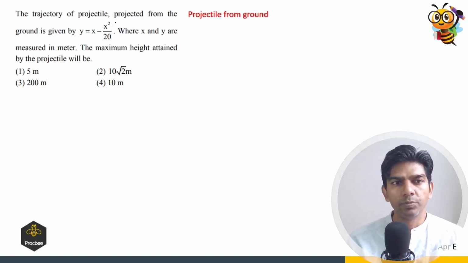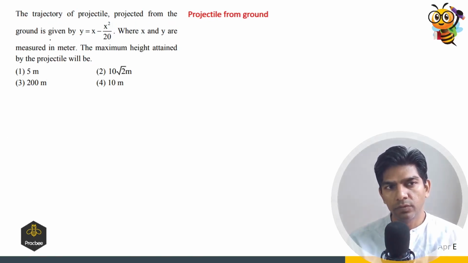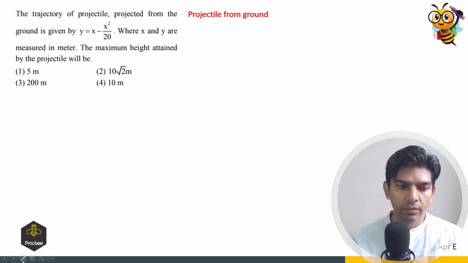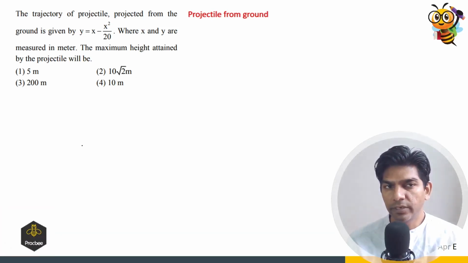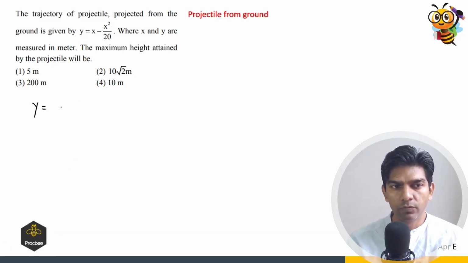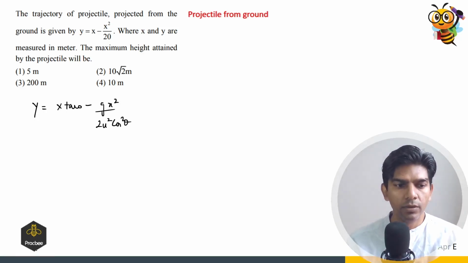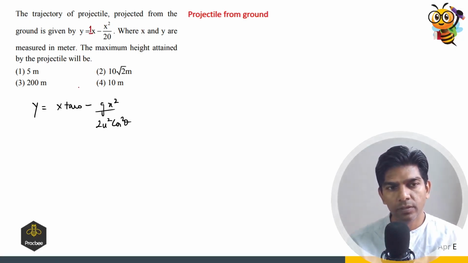The equation of projectile projected from the ground is given by y equals x minus x square by 20, where x and y are measured in meters. The maximum height attained by the projectile. Now we have to compare, this is the equation of trajectory. Let us compare this with the general form. So y is equal to x tan theta minus g x square upon 2 u square cos square theta. Now if we compare the coefficient of x, the coefficient of x is given as 1. Here we have tan theta. So it means tan theta is 1. So theta is 45 degrees.